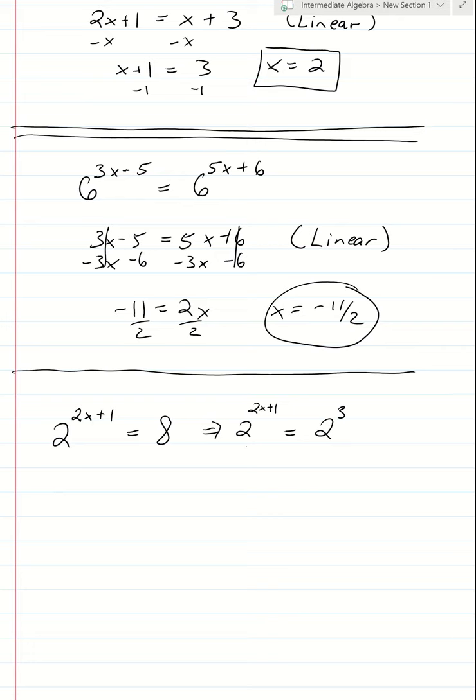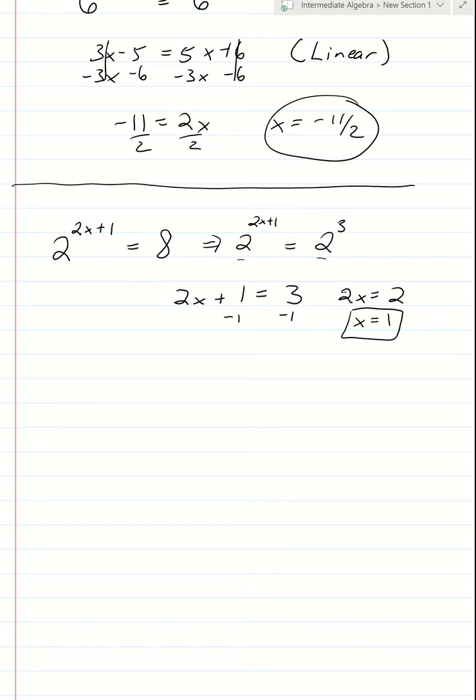And since now we have the same base on both sides, and those bases are positive and not the number 1, we can now forget about the bases and simply state that the exponent on the left of 2x plus 1 has to equal the exponent on the right, the number 3. And so now we can solve this linear equation. I'll subtract the 1 over, and that would give us 2x equals 2. And when you divide both sides by 2, we get x equals the number 1. And that would be the solution to that exponential equation.